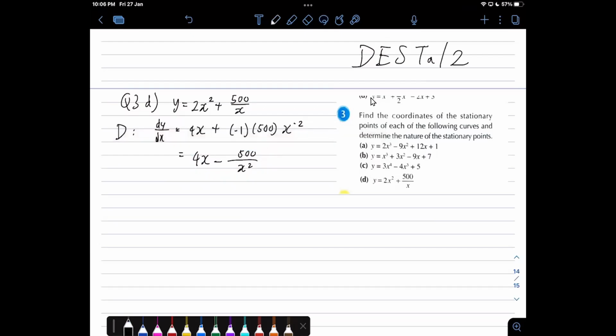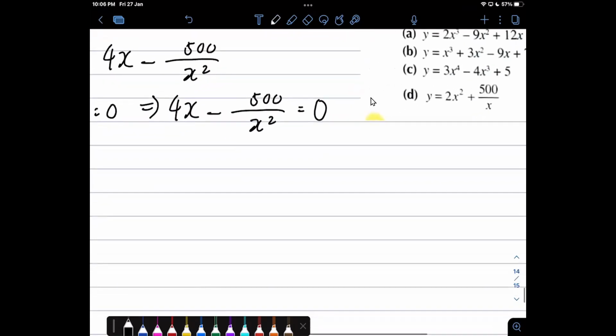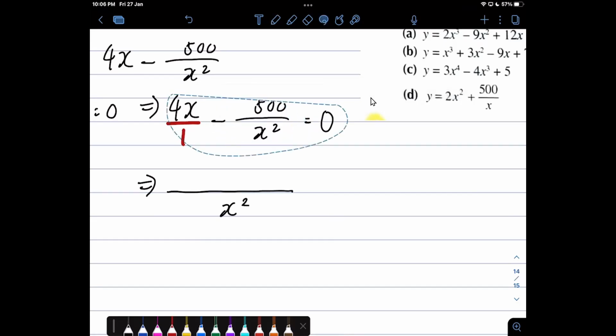Set the magic word, dy by dx equal to 0, which implies copy the expression above equal to 0. Oh no, I don't know how to solve this equation. Don't worry. I'll just do the standard procedure. Rewrite this as a fraction. Fraction minus fraction, make what the same? Make the denominator the same. So we want x squared. How do you get x squared? The left fraction, multiply top and bottom by x squared.